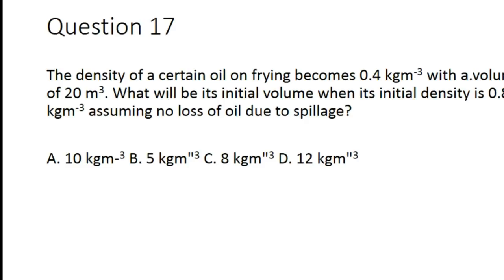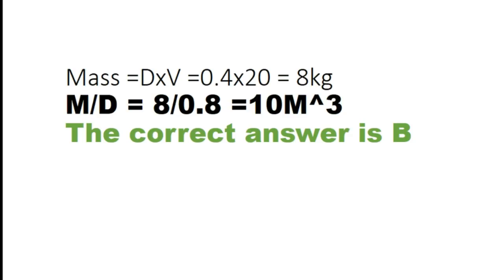Question 17. The density of a certain oil on frying becomes 0.4 with a volume of 20 meter cube. What will be its initial volume when its initial density is 0.8? Assuming no loss of oil due to spillage. The mass is equal to D times V. So we have 0.4 times 20, which will give us 8 kg. Therefore, mass over D will give us the volume, right? So we will now have 8 all over 0.8, which will give us 10 meter cube. And that is our option A.